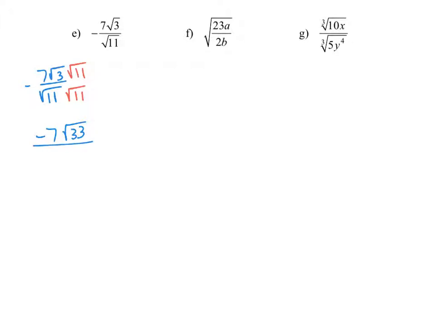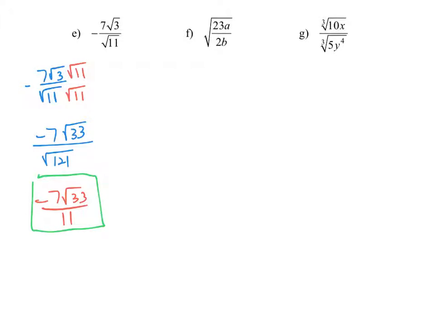And in the denominator, the square root of 11 times the square root of 11 is the square root of 121. And that's a perfect square, so we can simplify that to get negative square root of 33 in the numerator over 11 in the denominator as our final answer.